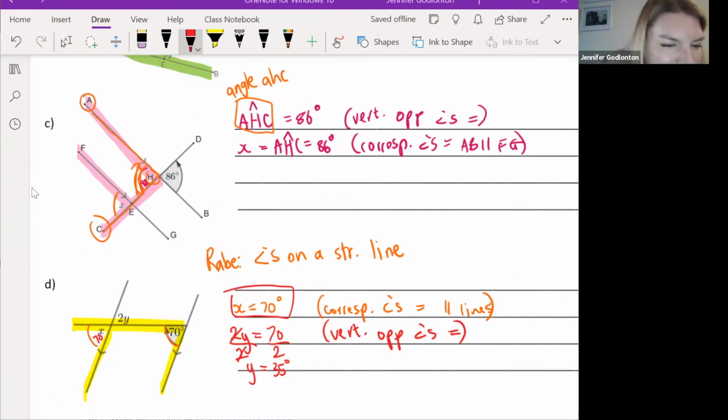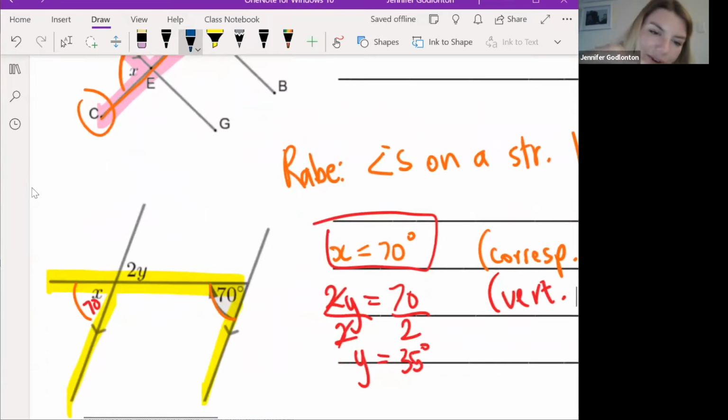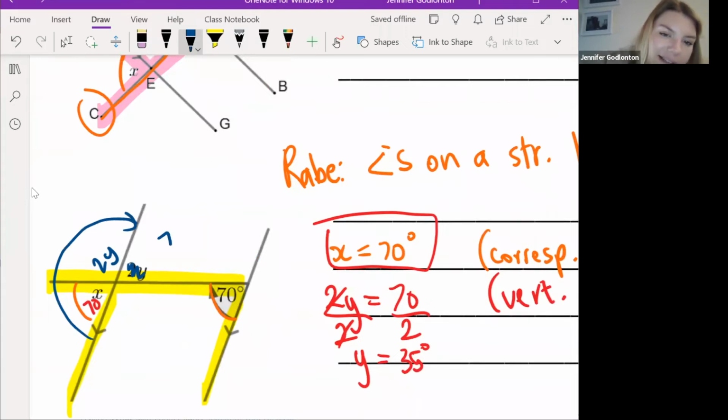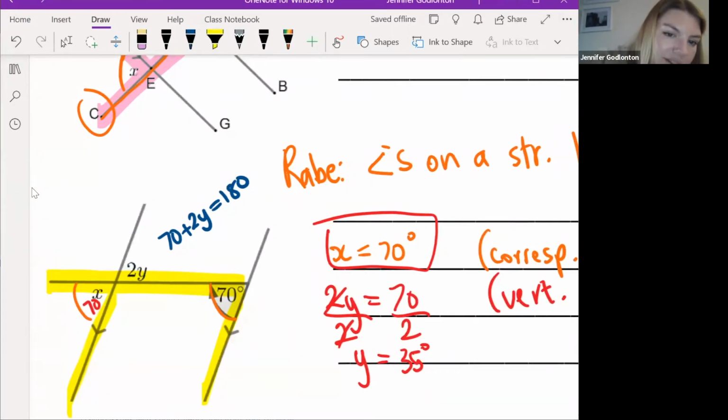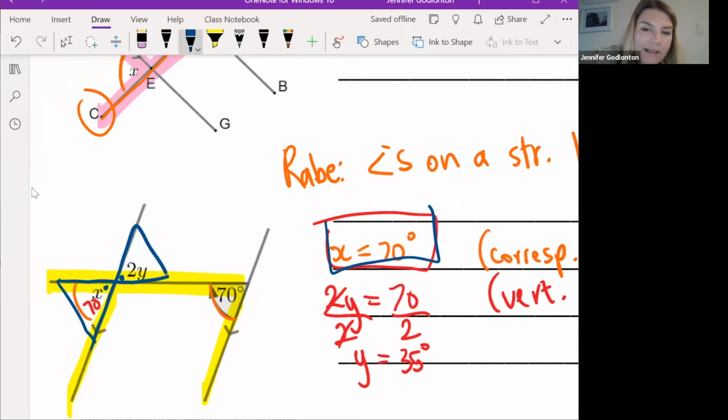Xavier, it's equal to 180 degrees. Okay, so straight line rule. Xavier, if I had a number here, so for example, let's say my 2y was over there and not over there, then I would say 70 plus 2y is equal to 180 because of angles on a straight line. But it's not next to each other. It's opposite each other. I've got my bow tie, and when we have our bow tie, then we've got vertically opposite angles. And vertically opposite angles are always equal to each other.